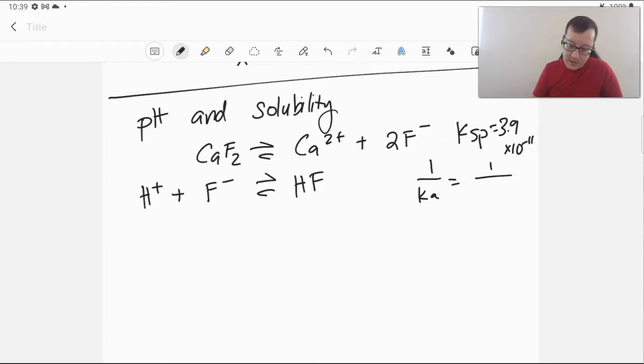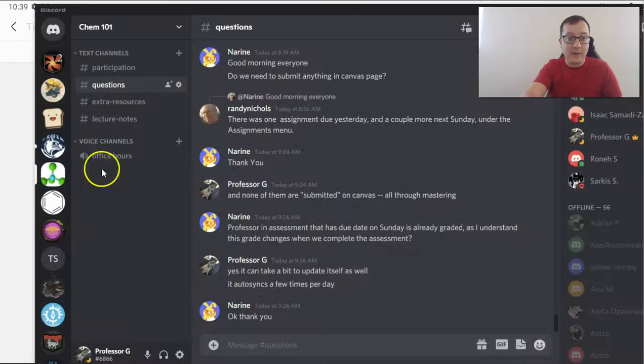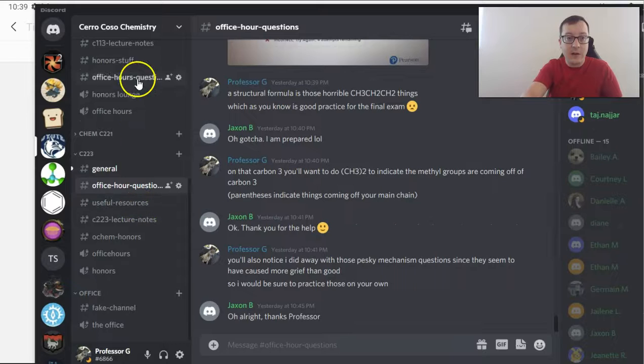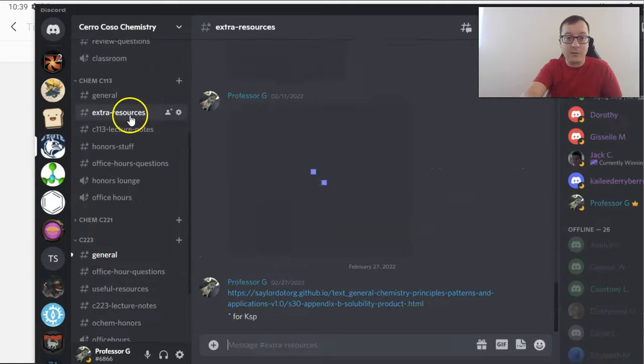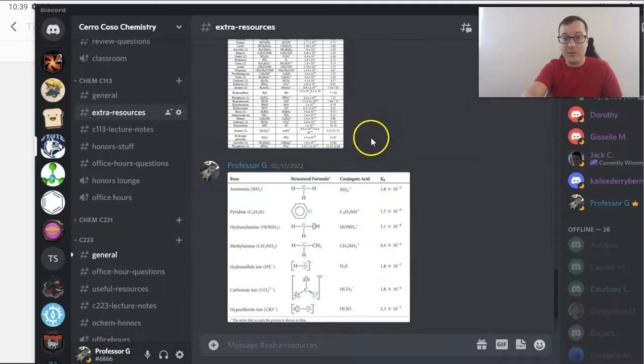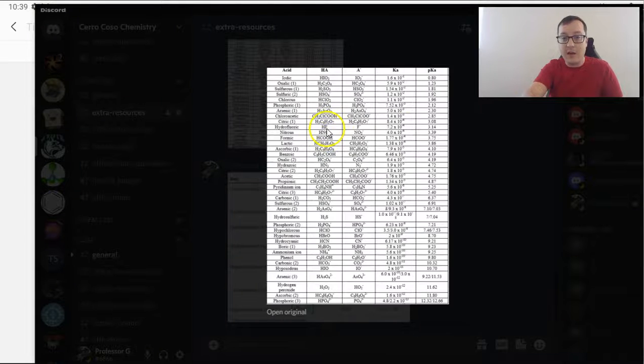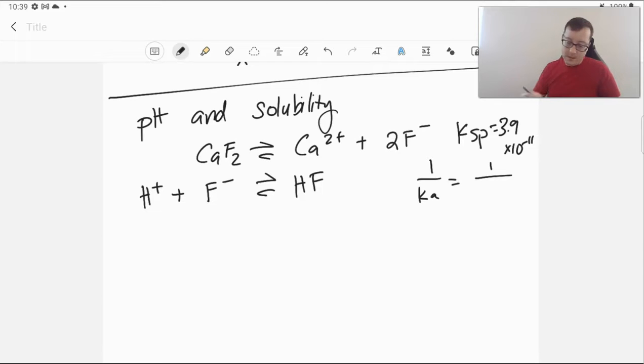Ka for hydrofluoric acid, we're going to go ahead and go to Discord and find that. Remember that we have our extra resources that has all these tables. So here's the Ksp one, here's some Kb ones. Let's look up Ka for hydrofluoric acid. There it is, 7.2 times 10 to the negative 4. So notice that's 1 over Ka because we have the inverse of the reaction. So we reversed it.